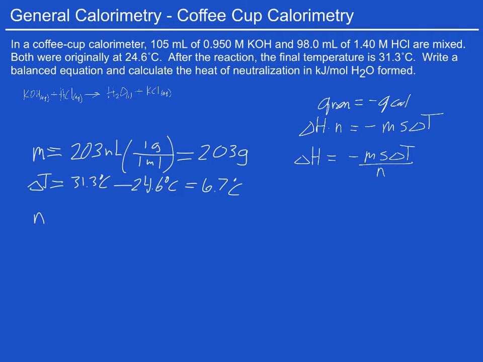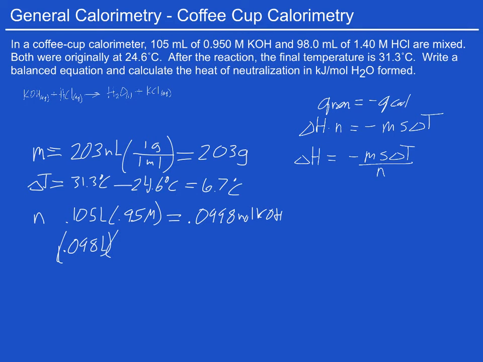So the trick here is that we have moles of two things in this reaction. So what we really need is the n of the limiting reactant. So we're going to test both of these. The first thing we're going to look at is going to be the potassium hydroxide. So we have 0.105 liters, and that's going to be times 0.95 molar KOH, and what we're going to get out of there is 0.0998 moles of KOH.